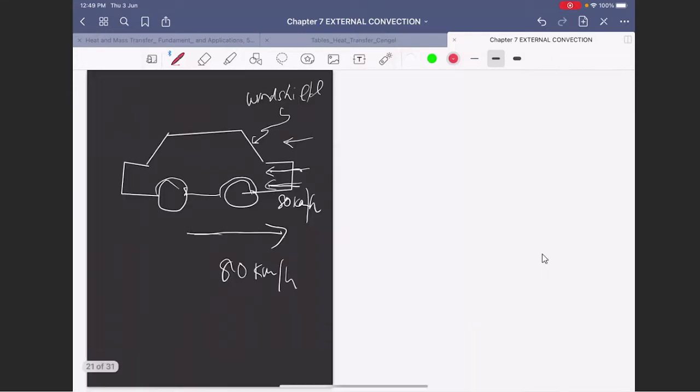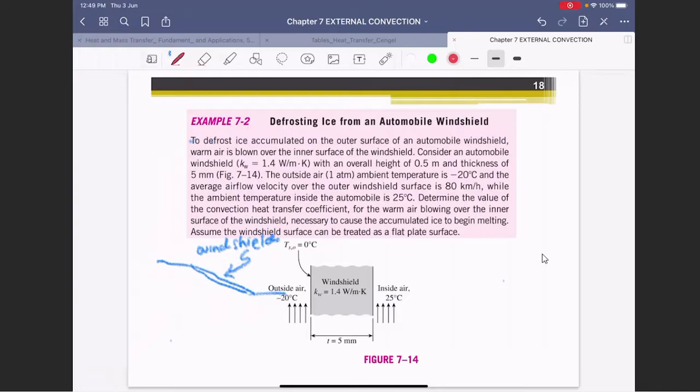So from this question, it mentions that the car has a problem with the what? What is the problem of this car? Ada something to do with the fogging issue. The outside air, ambient, and then the average velocity over the windshield, while the ambient temperature inside the automobile is 25 degrees C. Determine the value of the convection heat transfer coefficient, that is h, for the warm air blowing over the inner surface to make the ice melt. So that the fogging, kabus kan, kalau kat depan cermin kita tak nampak. That is the purpose of the heater at the dashboard.